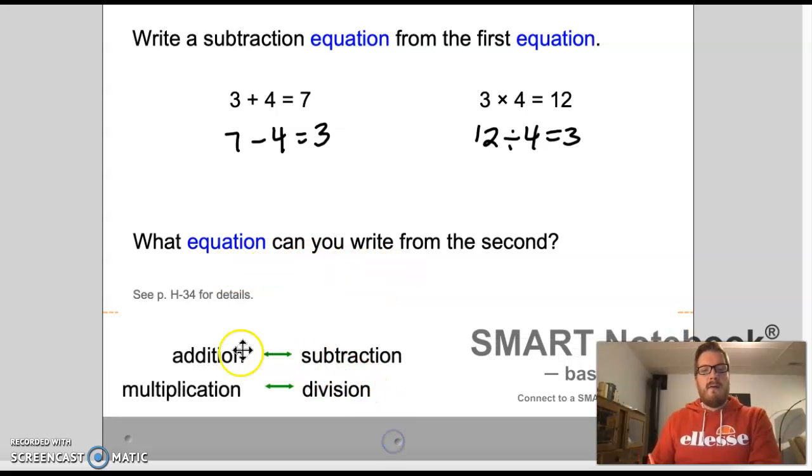And so what I wanted to point out is that there's something called an inverse relationship between addition and subtraction. If you have an addition equation, you can come up with a subtraction equation that uses the same sort of factors. Same with multiplication and division. There's an inverse relationship between those.